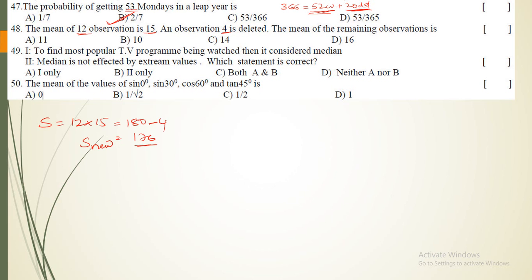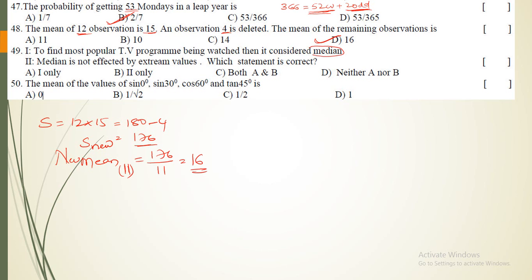Now how many observations are here? So the new mean, the new mean of 11 observations. Since one observation is removed, we will have 11 observations. So the mean of 11 observations is given by 176 by 11. 11 ones are 11. Next 66 remains. 11 sixes are 66. So the answer is 16.